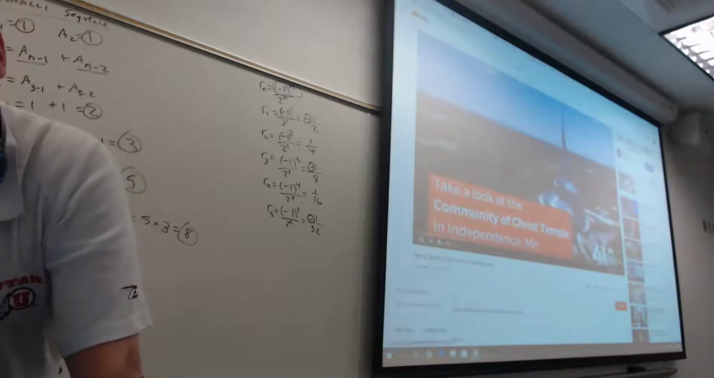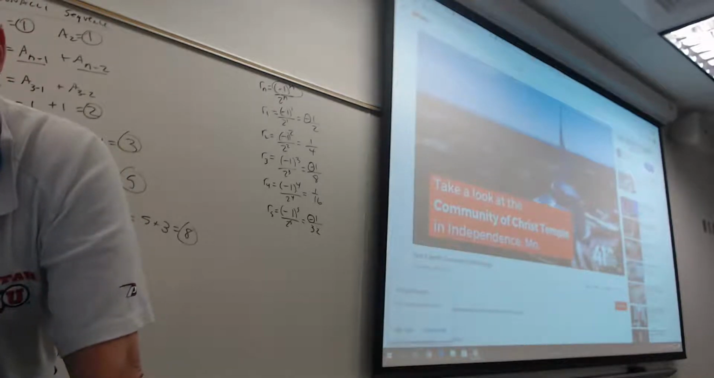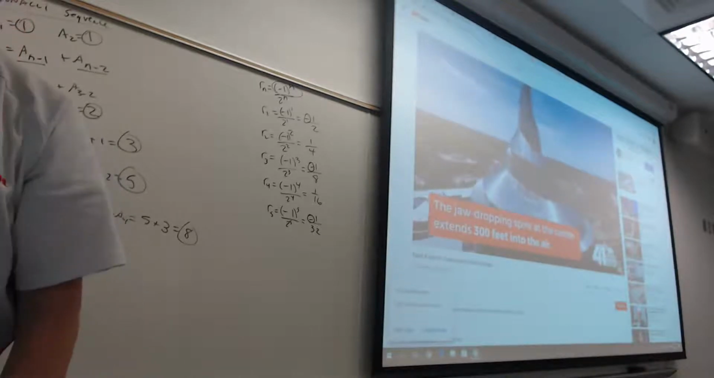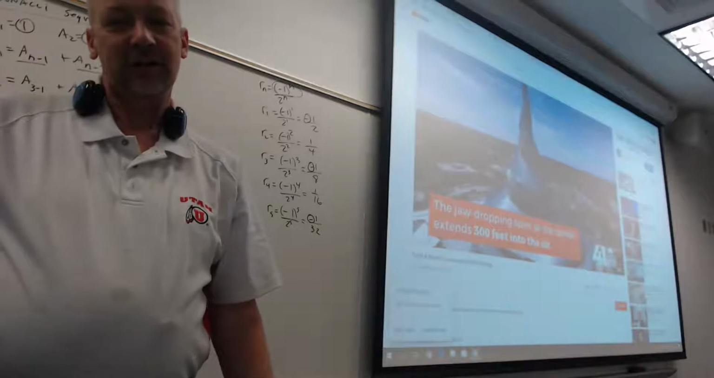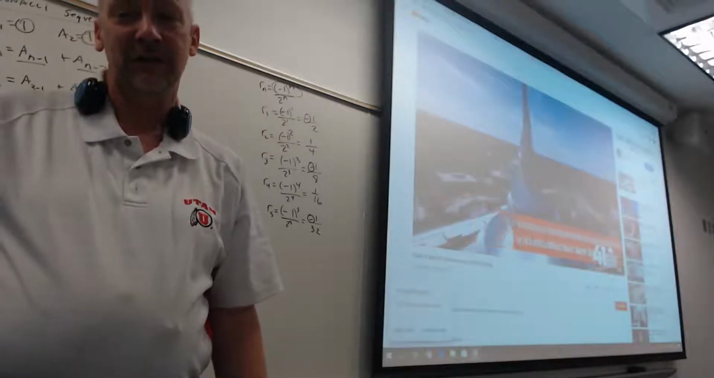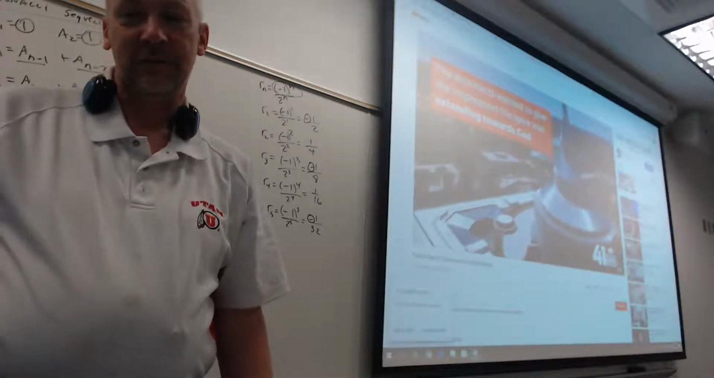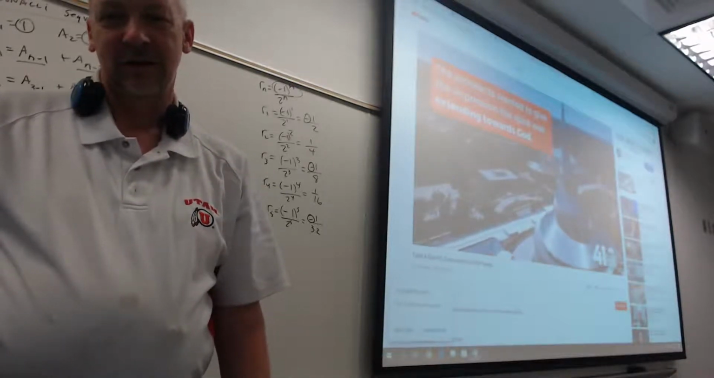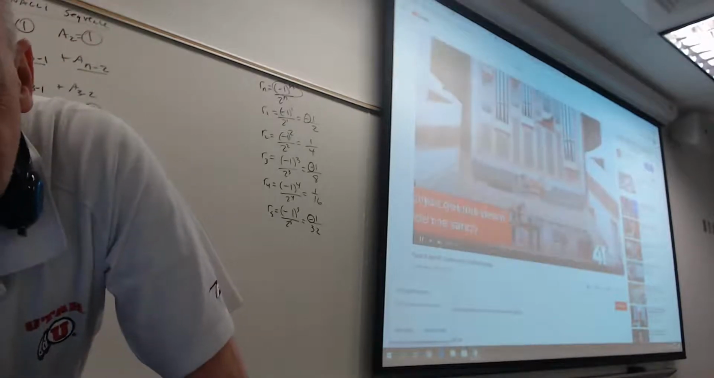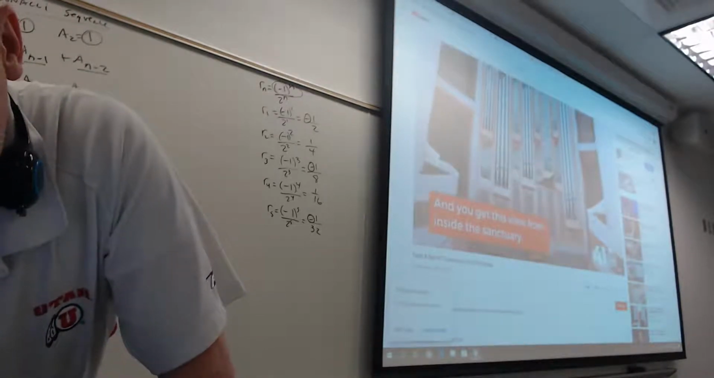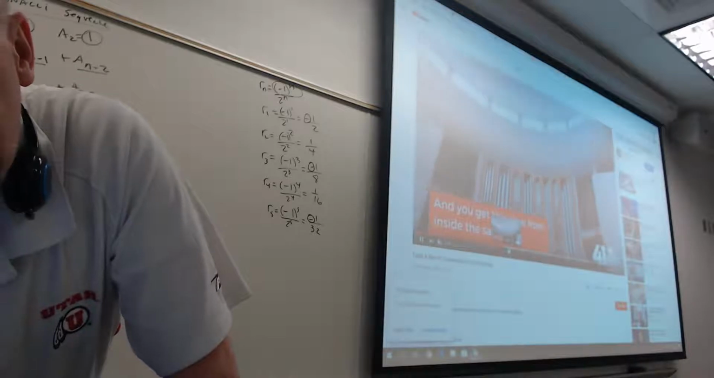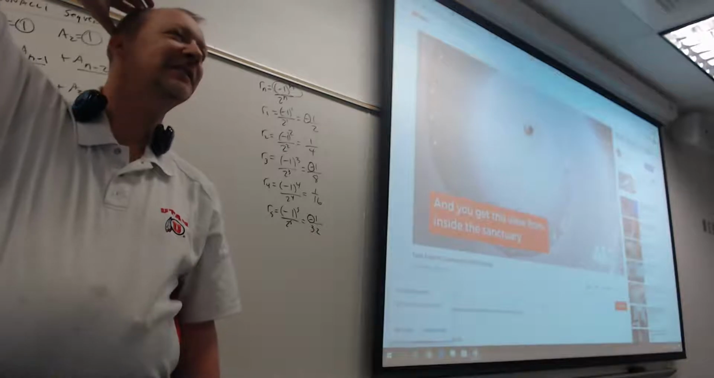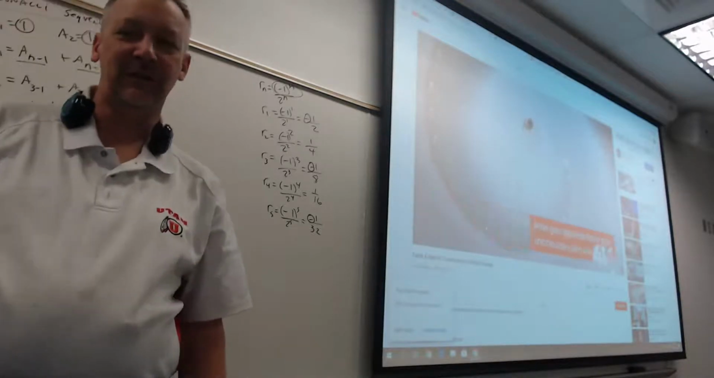Okay, so yeah, this is the Community of Christ Temple. It's really cool. I've actually been there, but it is totally based on a Fibonacci sequence. And 300 feet in the air, you can't miss it. Hurry up. I want to see the inside. Oh yeah, here we go. So this is looking up into the spire. There you go. That's the inside. That's pretty cool.